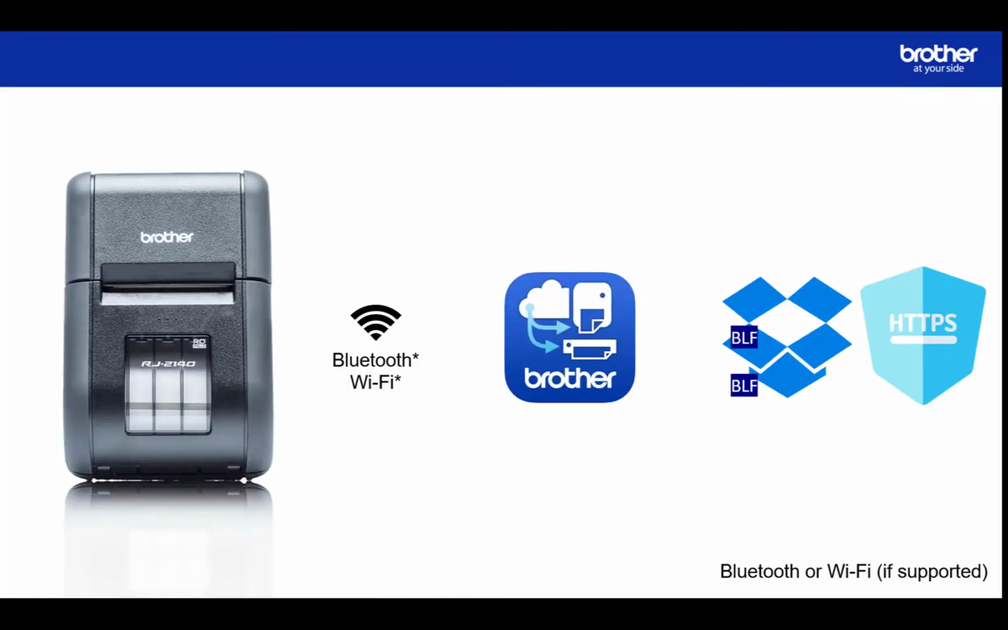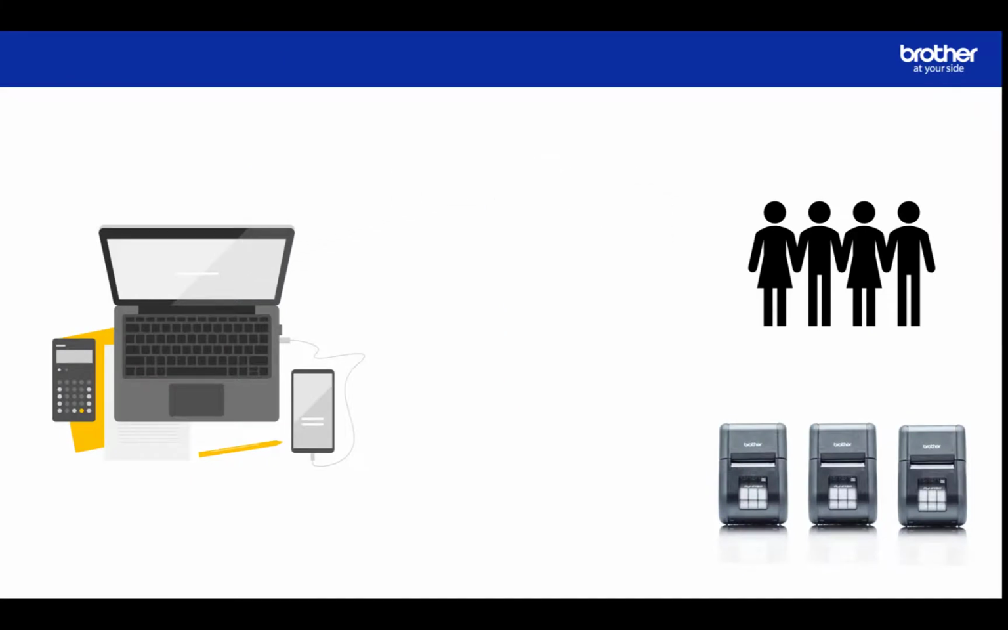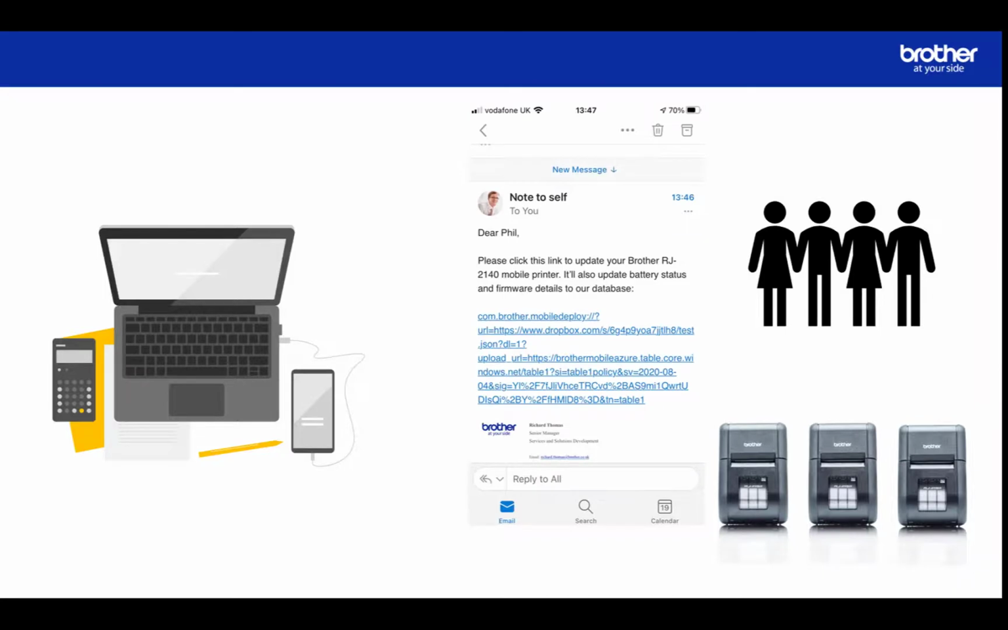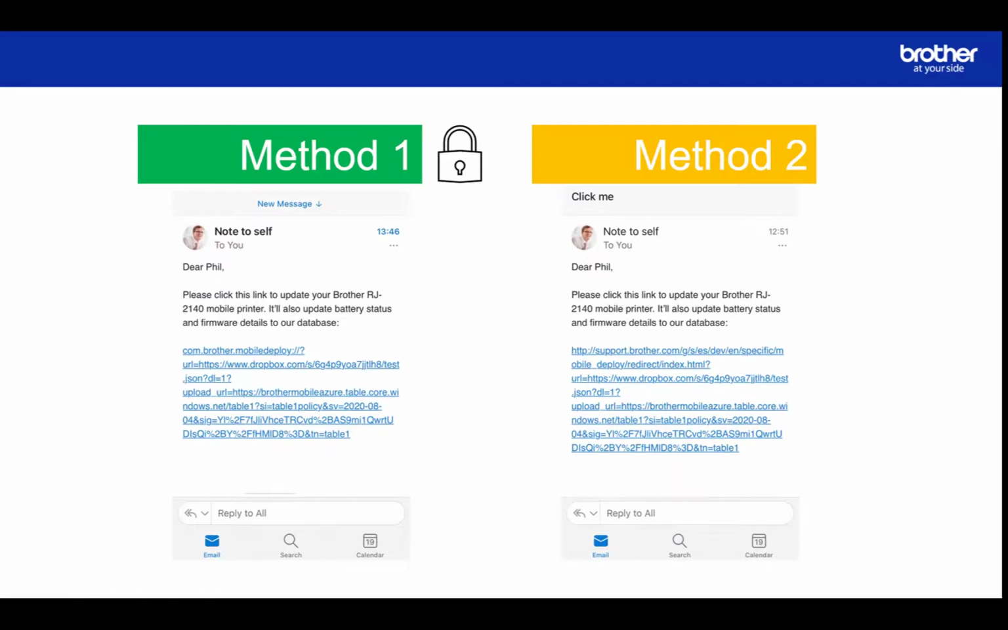The Brother Mobile Deploy app will take the BLF file stored on Dropbox or the HTTPS server and then transfer them to the Brother Mobile printers via Wi-Fi, if supported, or Bluetooth, if supported. But to make that happen, we have to send an email to all Brother Mobile printer users. The email will contain a special link. When the users click the link, the Brother Mobile Deploy app is opened and the necessary files are transferred to the Brother printers. There are two ways to build the link that will open the Brother Mobile Deploy app.